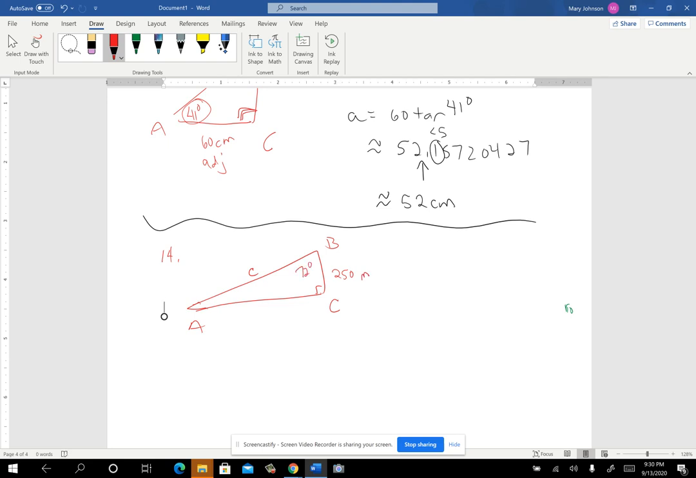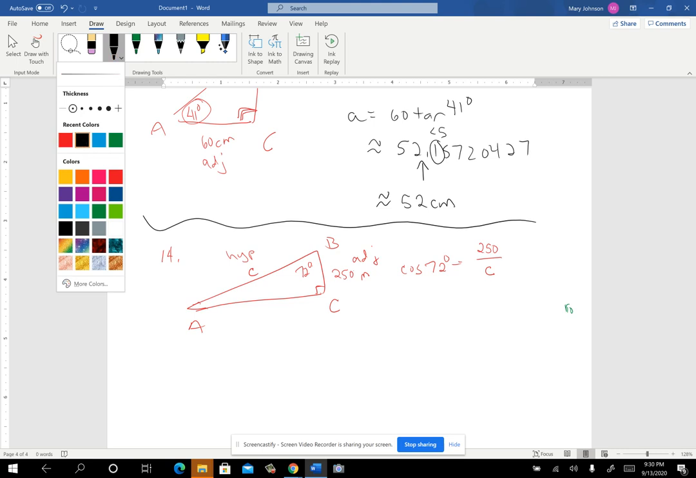And so you typically use the information you're given. You focus on the angle. This would be the hypotenuse. This would be the adjacent side for the 72 degree angle. So the trig ratio involving adjacent and hypotenuse would be cosine. So the cosine of 72 equals 250 over C.